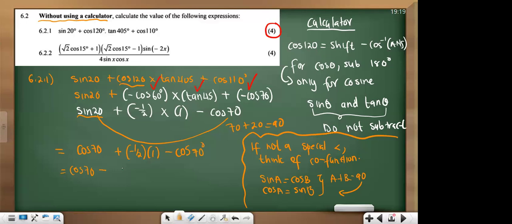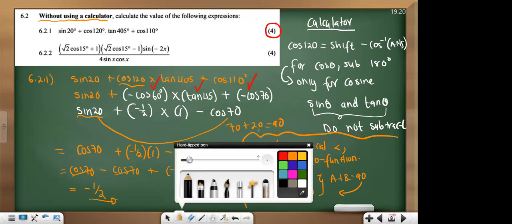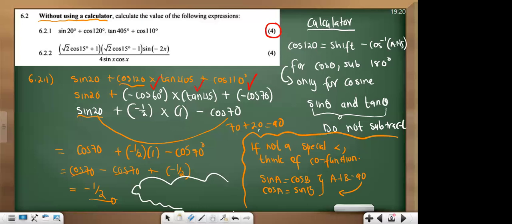Minus cos of 70 plus negative 1 over 2. This and this, they're going to cancel. And then what am I left with? Negative 1 over 2. Then that's the answer. But I told you, do not run. I'm just going to make it loud because it's a key guide. Do not run.